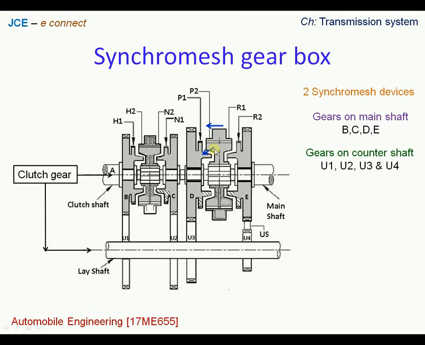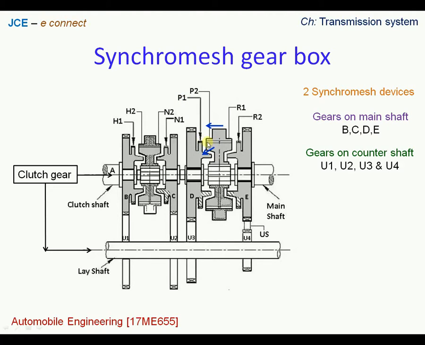So when the tapered surfaces are brought in perfect contact, the speed will be in perfect match. At that moment, the internal gear will be sliding over to the tooth as shown here, which is numbered as P1.